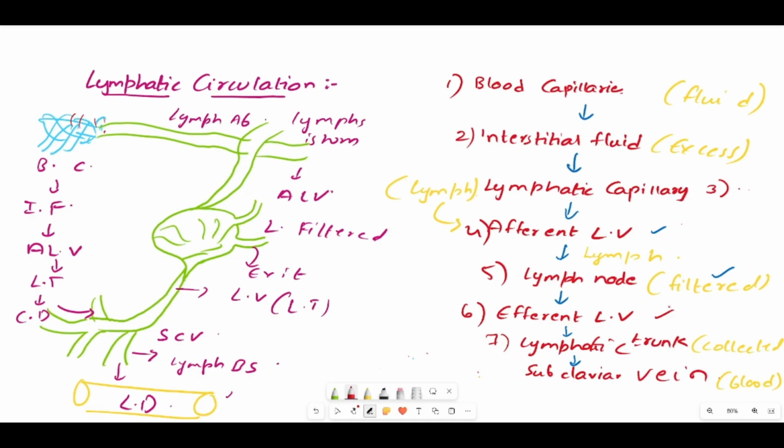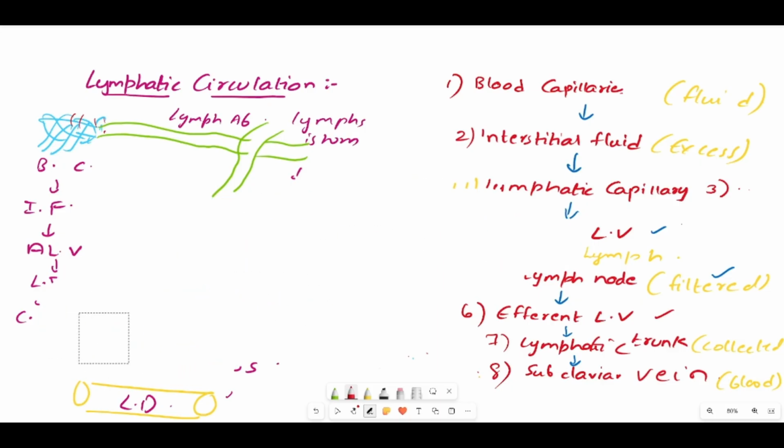That means there will be two types, as we have discussed earlier: the thoracic duct and the right lymphatic duct. These ducts will be collecting lymph and carrying it towards the bloodstream, which is the subclavian vein, the last part of the lymphatic circulation. Here is the final destination of the lymph. The lymph will be emptying into the left and right subclavian veins. So lymph now becomes part of the bloodstream again.